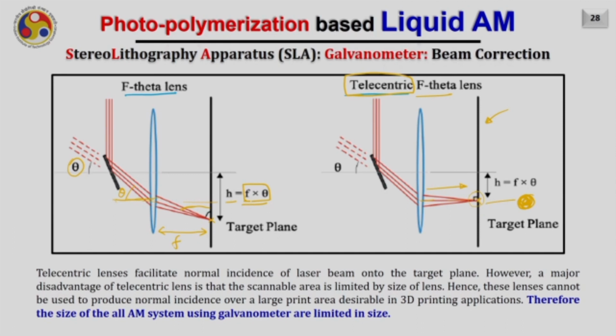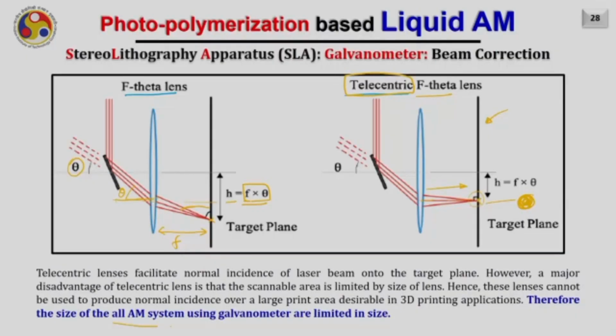However, a major disadvantage of the telecentric lens is that the scannable area is limited by the size of the lens, because for example, the galvanometer is deflecting by 15 degree, or maybe plus minus 25 degree, then the size of the lens should cover that area, so that all the beams pass through the telecentric lens, and then only it will project them vertically.